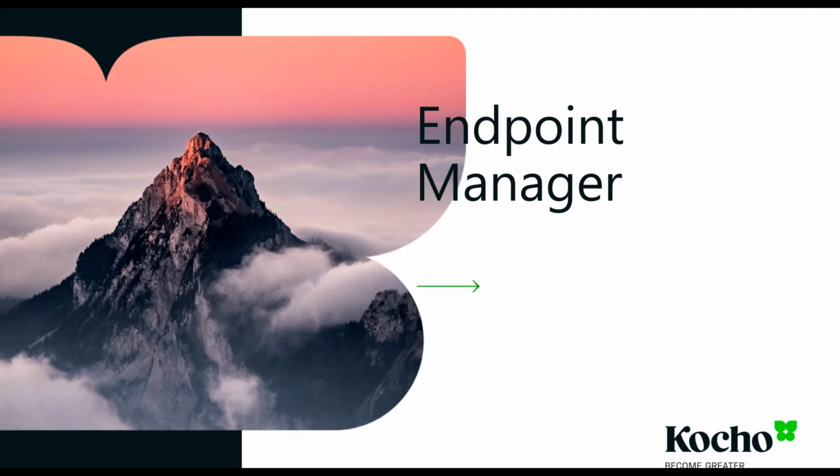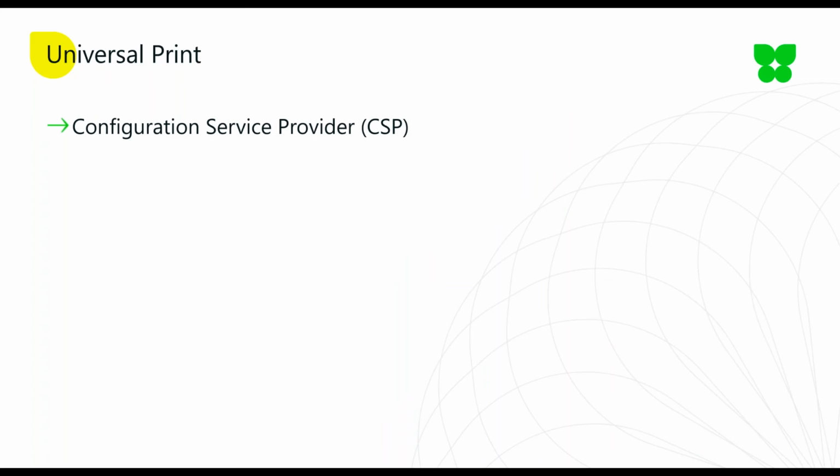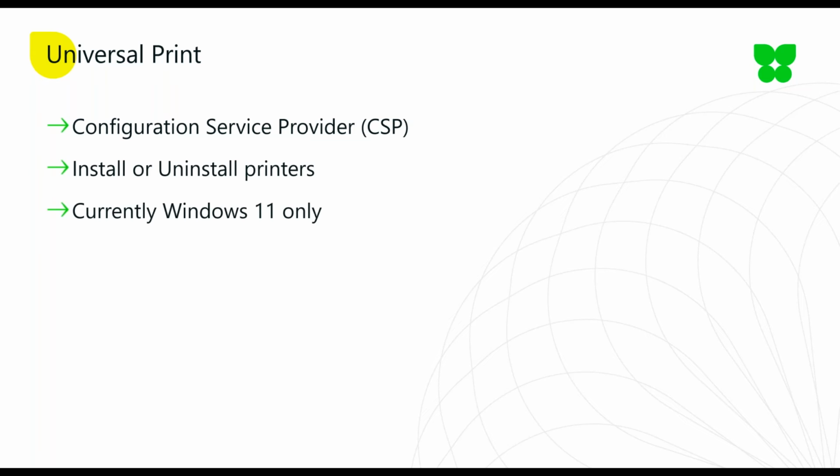We've got a real change in terms of Endpoint Manager and some of the printing functionality. As of now, we can configure the universal print functionality and push this down to a workstation. This uses a CSP, so it's very easy to do and allows us to install or uninstall printers on Windows 11 devices. This will push the relevant driver down to the device and allow the user to print to any universal printer that they are configured with access to.